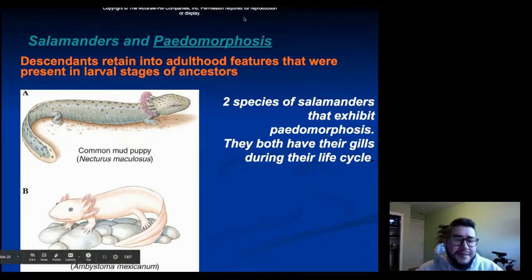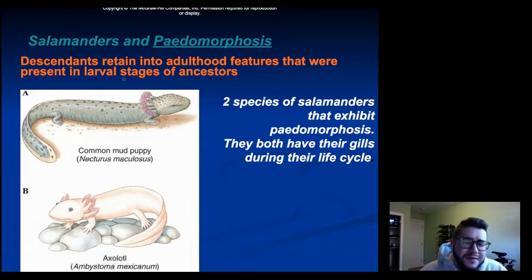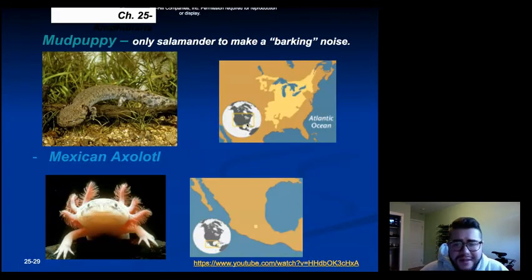Some salamanders can display this trait called paedomorphosis. And paedomorphosis is the retention of juvenile features as an adult. Common example is the retention of these gills that are external as an adult. And so there are two main species of salamanders that display this paedomorphosis, and that's this common mud puppy here, usually found in North America, southern states, and the axolotl. The axolotl lives in Mexico, but also can make its way up into Texas. And both of these salamanders resemble basically large juveniles that keep the gills as adults.